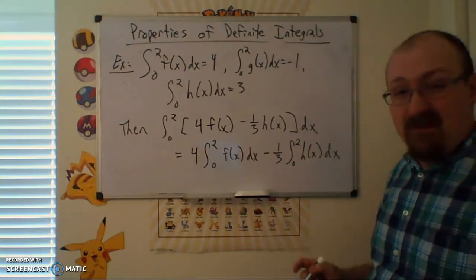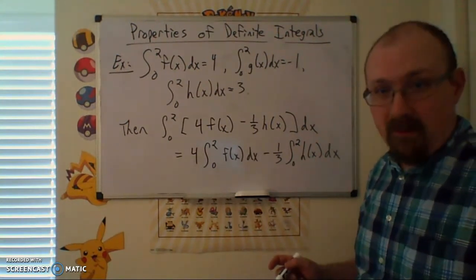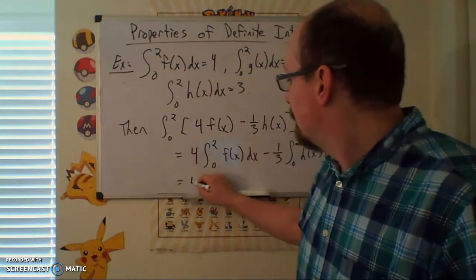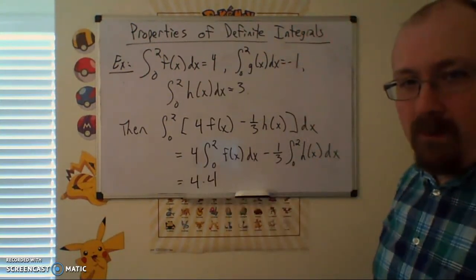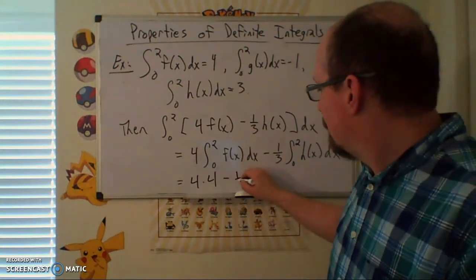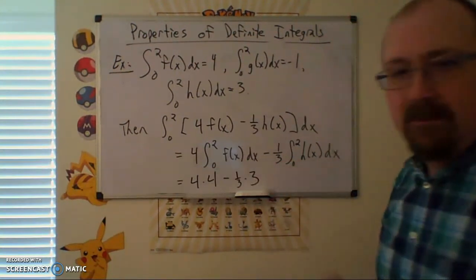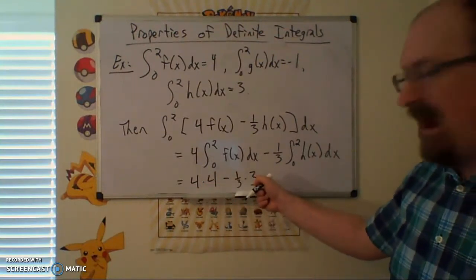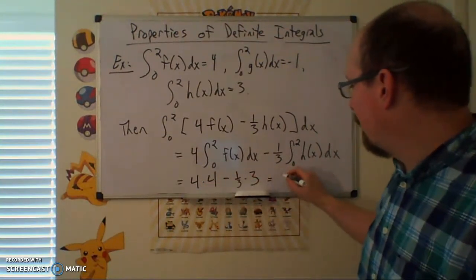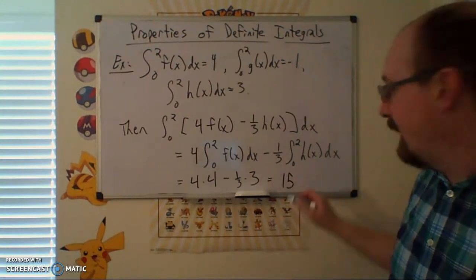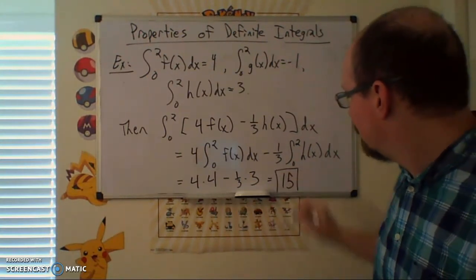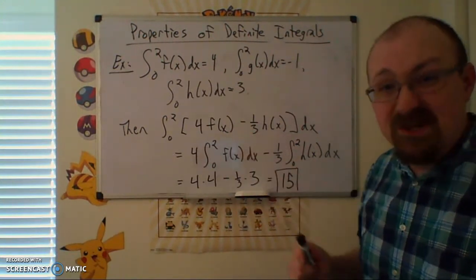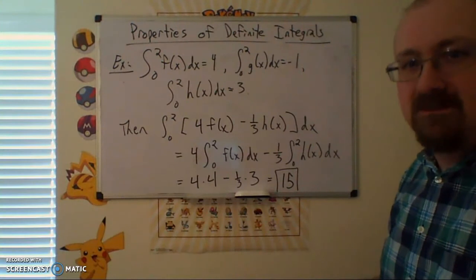And now we can fill in the values we know for the definite integral of f of x and the definite integral of h of x. 4 times 4 from the first guy, minus 1/3 times 3. This is 16. This would end up giving me a -1 if I'm doing my arithmetic right, and I'm pretty confident I am. So our definite integral for this combination of the functions would in fact give us 15.